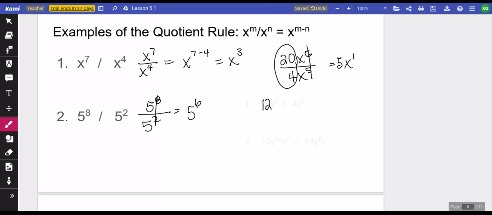The next one is 12y to the 10th z to the 7th over 14y to the 8th z to the 7th. So when I do like bases, these two z's are just going to cancel each other out. Then I'm also going to have y to the 2nd up on the top. And then I'm going to divide these in my calculator, which I know is not going to give me a whole number. That's why I left it in fraction form. And it reduces to 6/7. So the final answer for that one would be 6y squared on the top and then over 7.